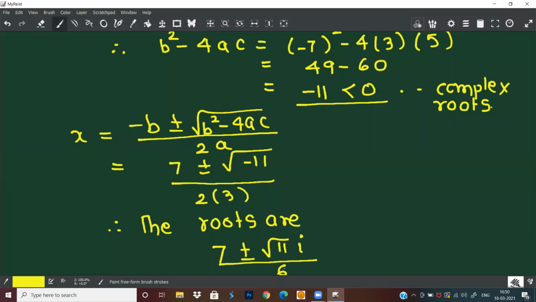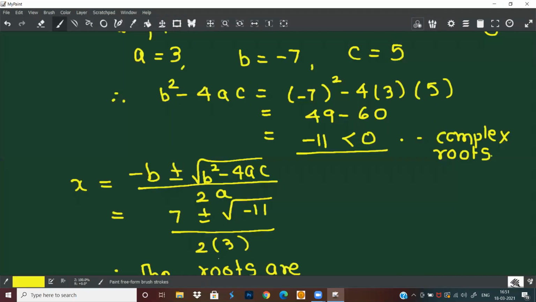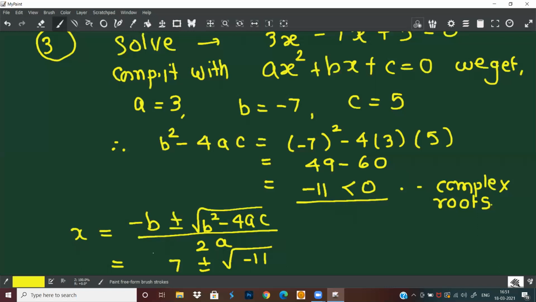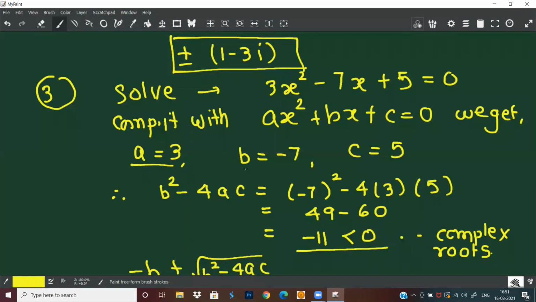One root will be with plus and the other root is going to be minus. Absolutely correct. So these are the roots. So if they give you the quadratic equation, you have to simply write the quadratic equation, compare it with the standard equation, write the values of A, B, and C, and find the discriminant.